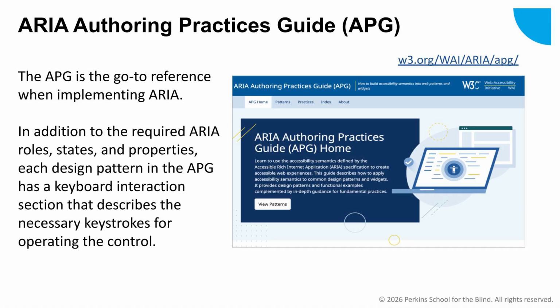The APG is the go-to reference when implementing ARIA. In addition to the required ARIA roles, states, and properties, every design pattern within the APG has a set of keyboard interaction sections that describes how a specific complex ARIA widget should be interacted with using a keyboard. This is important because not all users will understand how to interact with some of these complex widgets. And when they're implemented differently, it can create a confusing or difficult to use experience, especially if we're talking about two different experiences within the same application. In general, I would recommend looking at this first when creating complex ARIA widgets.